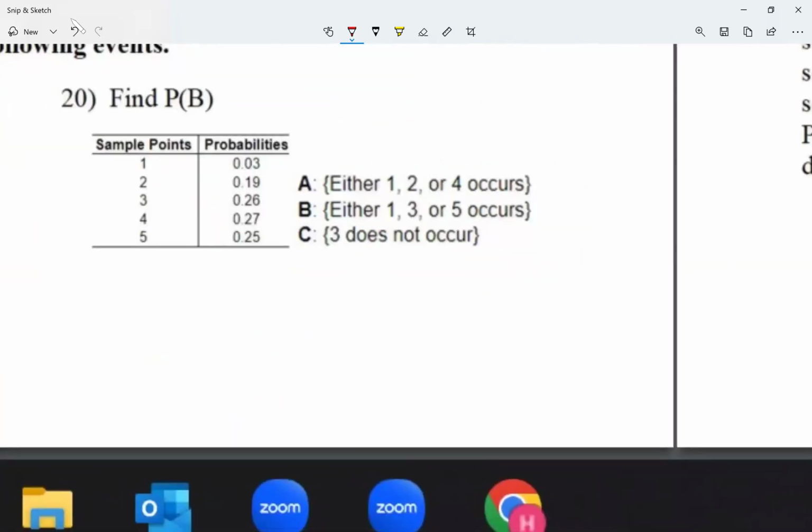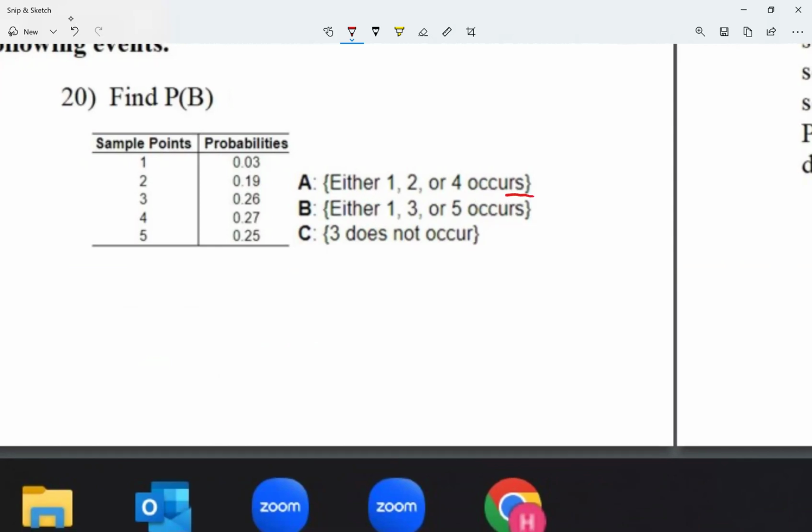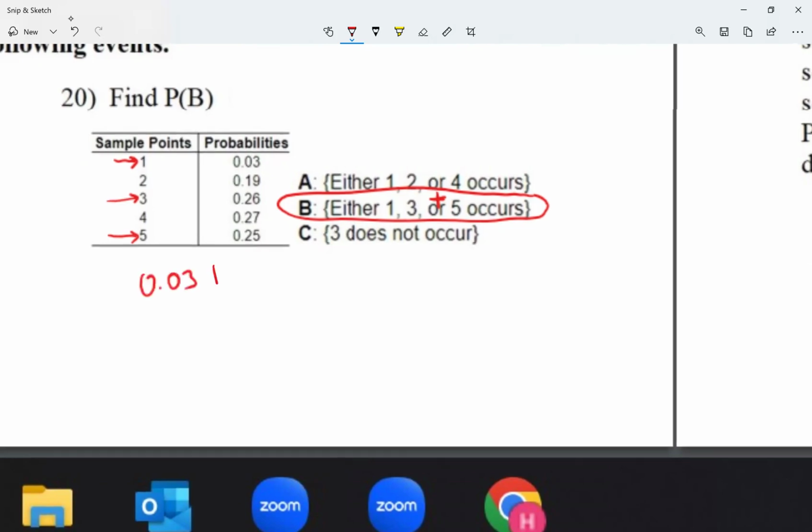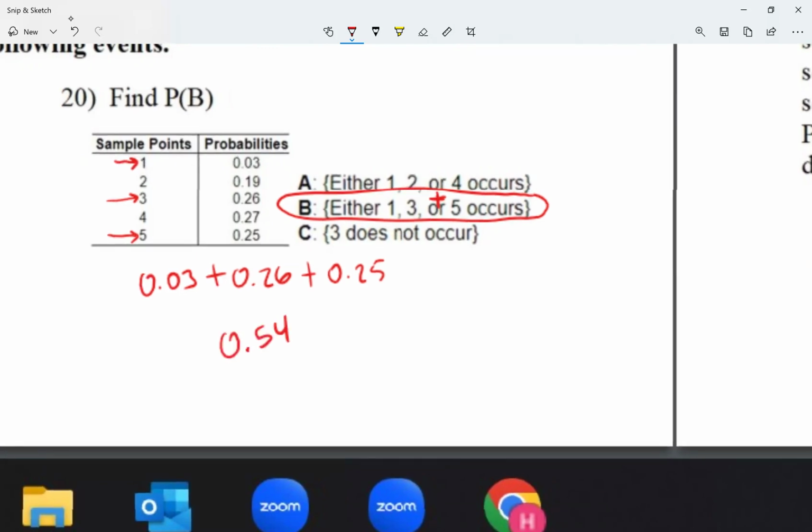Let's take a look at number 20. Probability of B. Either 1, 3, or 5 occurs. So 1, 3, or 5. Because I'm using the word or, I'm going to add them all up. So I'm looking at 0.03 plus 0.26 plus 0.25. Use a calculator if you need to. Now this one I get 0.54. Now one of you might say, well, can I write this as 0.5? No, in this case, 0.54.